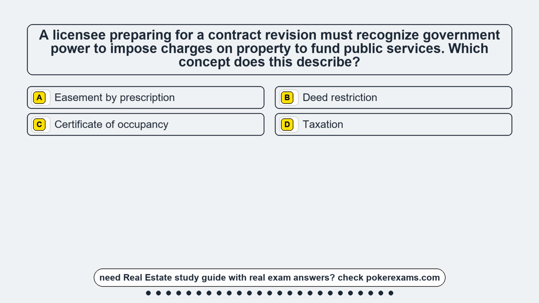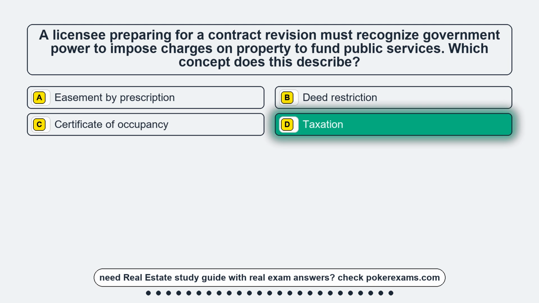Question 25. A licensee preparing for a contract revision must recognize government power to impose charges on property to fund public services. Which concept does this describe? Option A, easement by prescription. Option B, deed restriction. Option C, certificate of occupancy. Option D, taxation. The correct answer is option D, taxation.